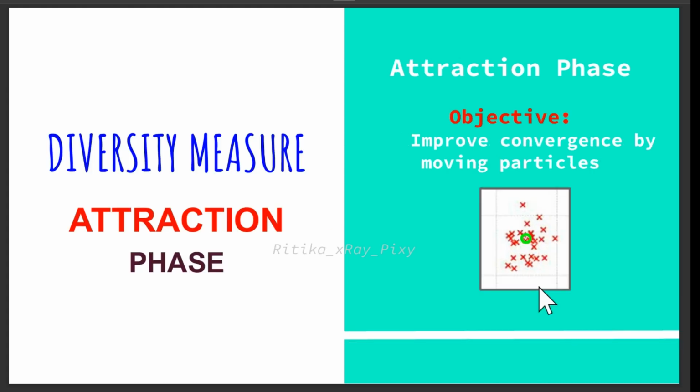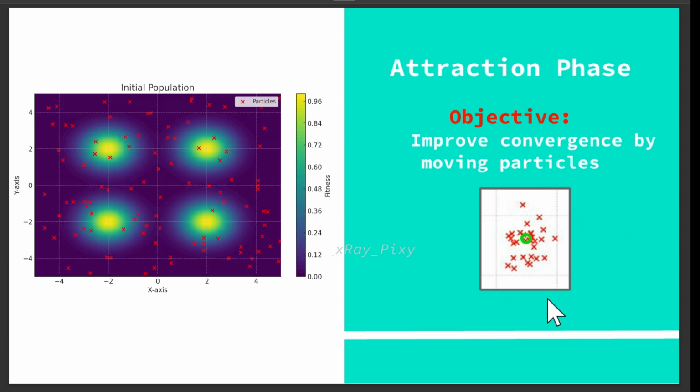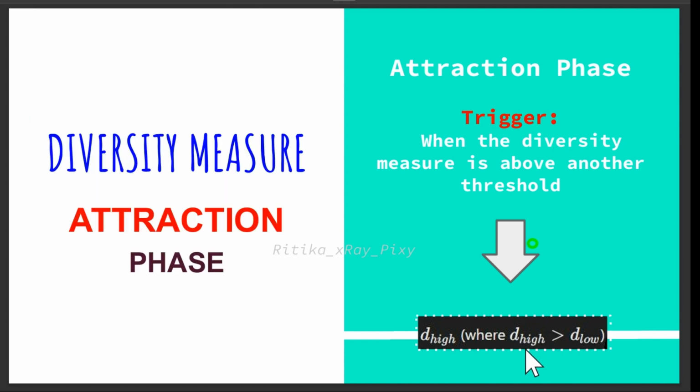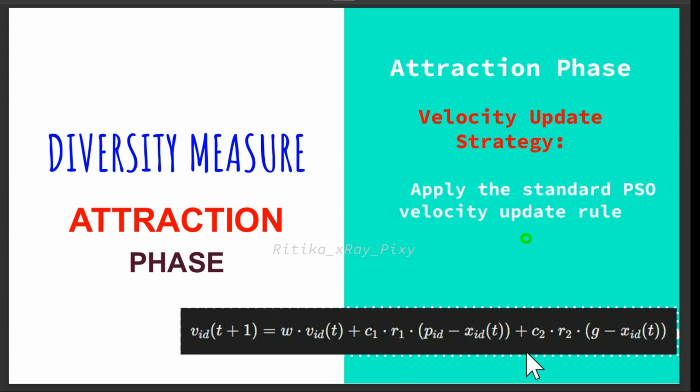Then we have the attraction phase. In the attraction phase, the objective is to improve the convergence by moving the particles toward promising regions of the search space. The trigger is when the diversity measure is above another threshold, meaning it is higher. During the attraction phase, we can use the standard PSO velocity update rule, with the focus that it will exploit the best position. G is the global best, P is the personal best. So we can update the particles to converge to the optimal solution by focusing on the best known position.